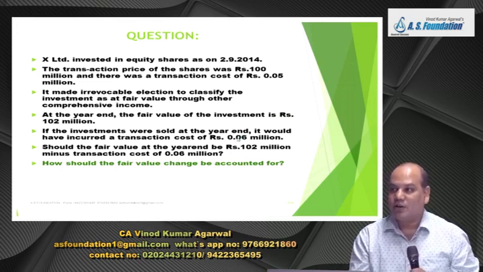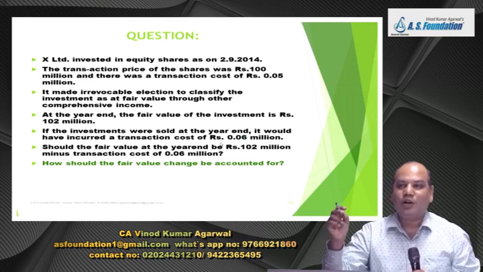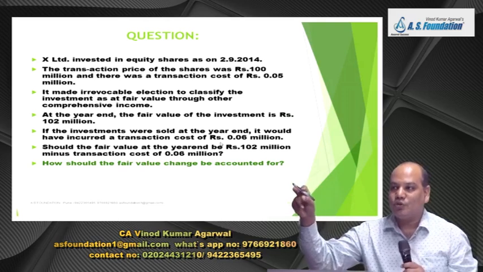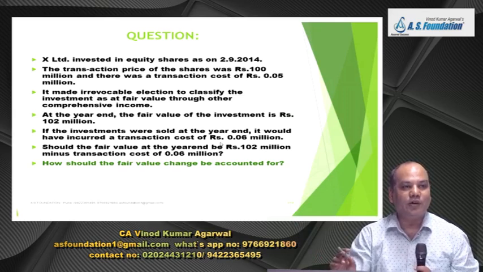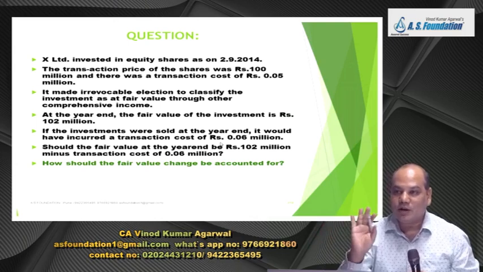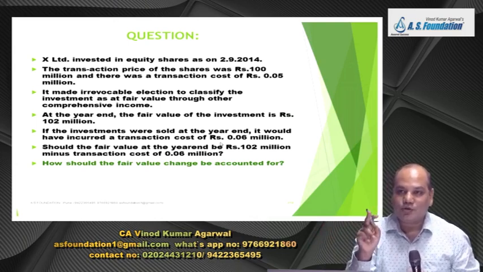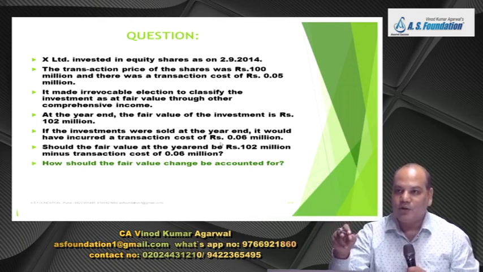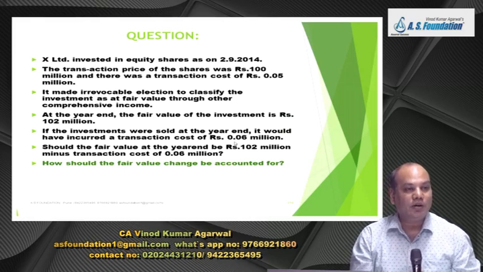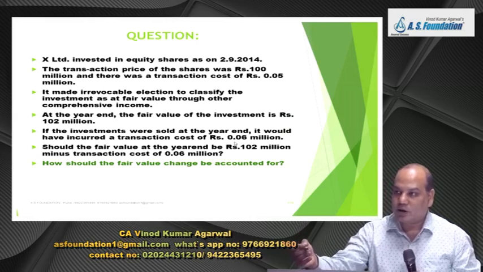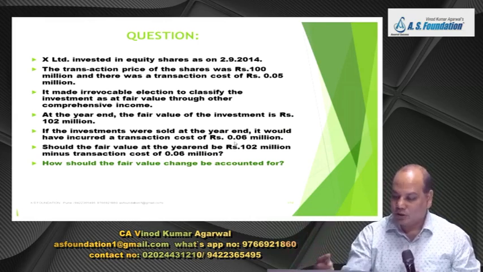Now, in some standards, like for example, standard on impairment, we calculate fair value less cost to sell. Or for example, IFRS 5, non-current asset held for sale is valued at lower of the two, carrying amount, fair value less cost to sell. This standard does not say like this. It says the instrument will be valued at fair value. So ignore this transaction cost. This is a hypothetical number. If we would have sold the investment, then we would have incurred a transaction cost. Okay, you have to ignore it.